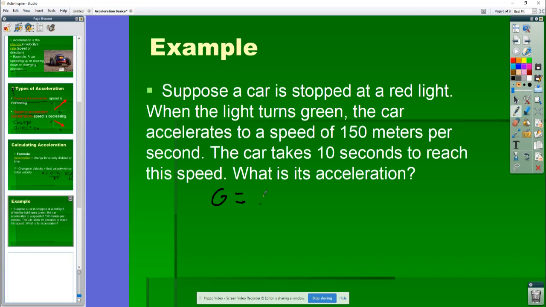So we are given a final velocity of 150 meters per second.